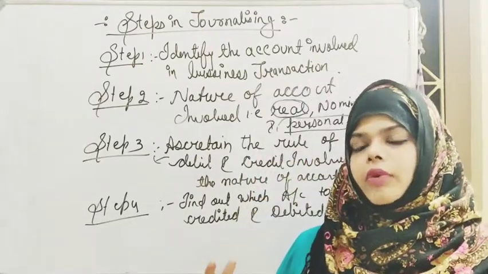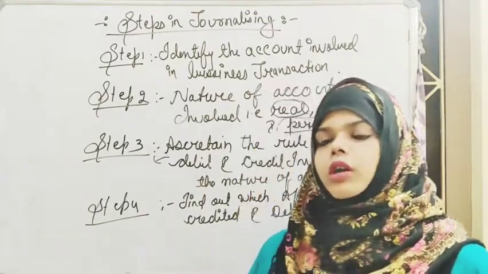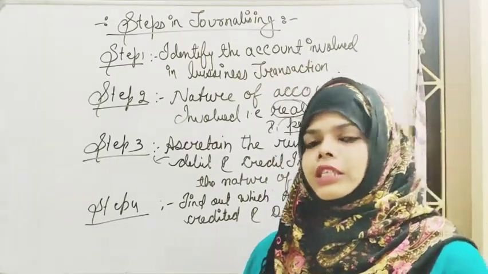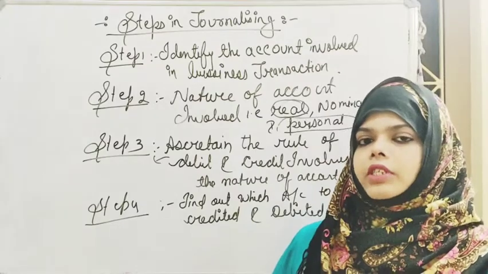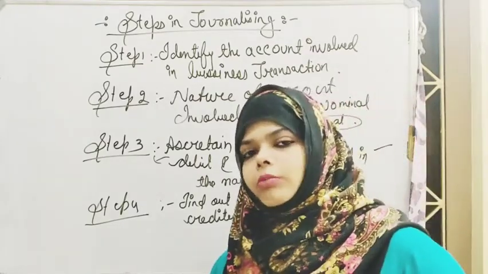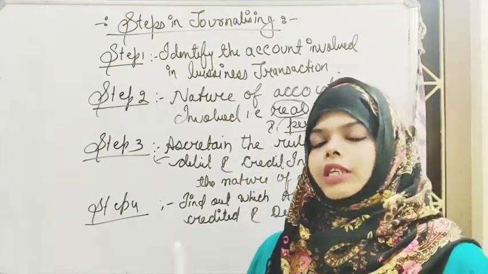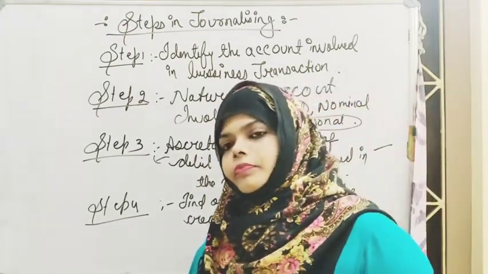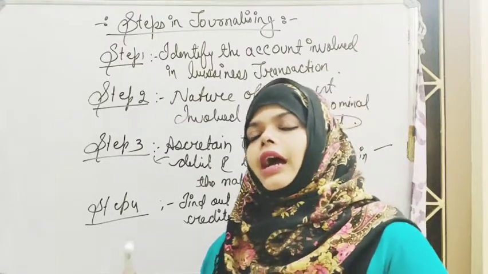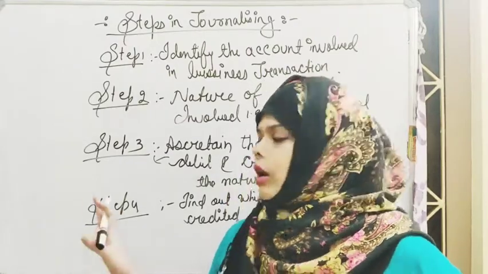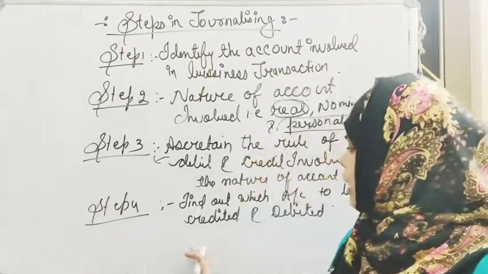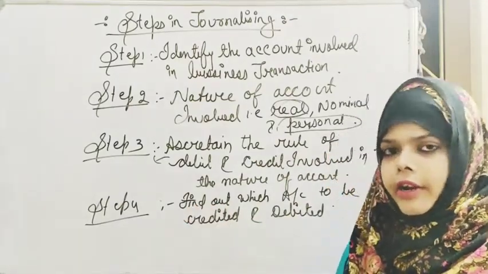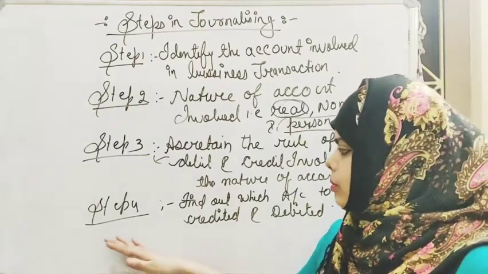It's the commencement of a business. What is to be debited? Debit what comes in, credit what goes out, debit all expenses and losses, credit all incomes and gains, and lastly debit the receiver and credit the giver. According to that, we have to find out which account is to be debited and which account is to be credited. Now guys, this is the theory part.